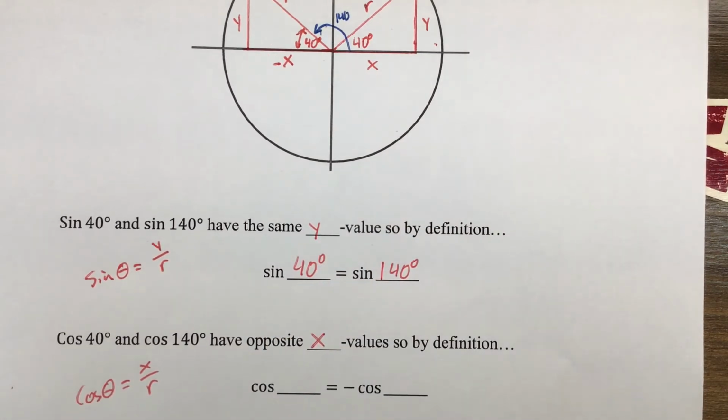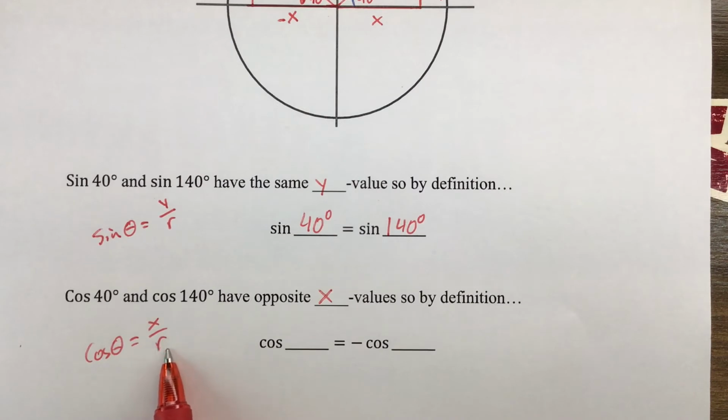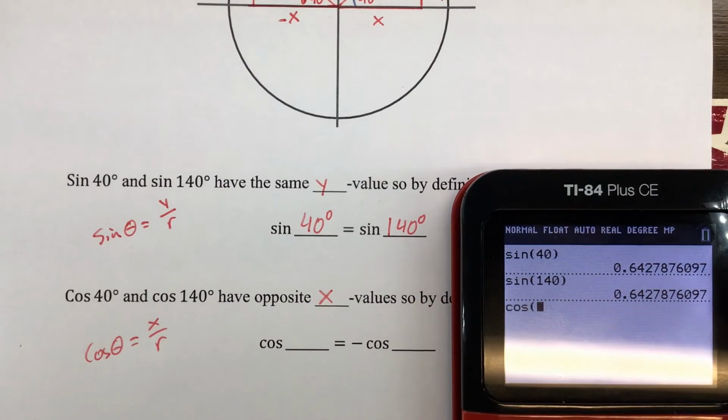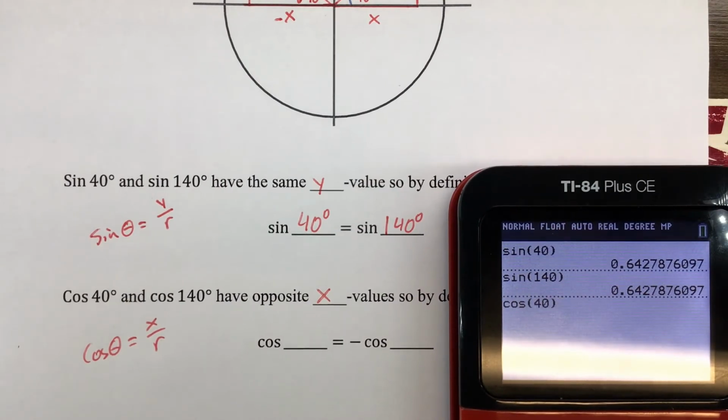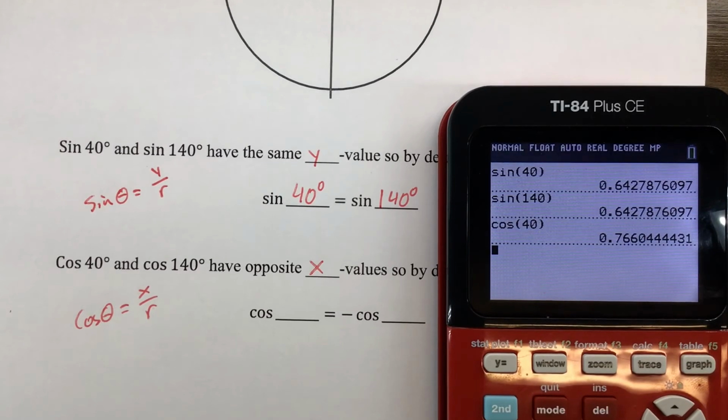So by definition, how would they compare? In the fraction, they have the same denominator. It's just that the numerator is either going to be a positive x value or a negative x value. So when we evaluate in the calculator, we should see that we get the same value except a different sign to go with it. So let's check that out. We'll take the cosine of 40. That gives us that number, 0.766 and some more. Type in cosine of 140, and you get the same value, except that that one is negative. It's negative because we're in quadrant 2.